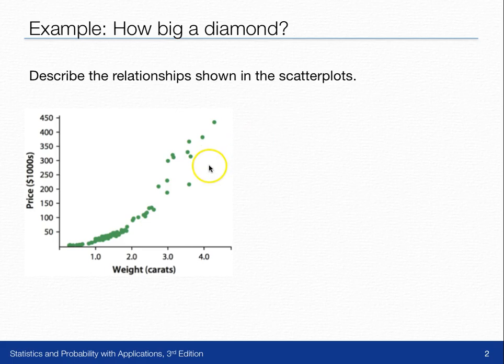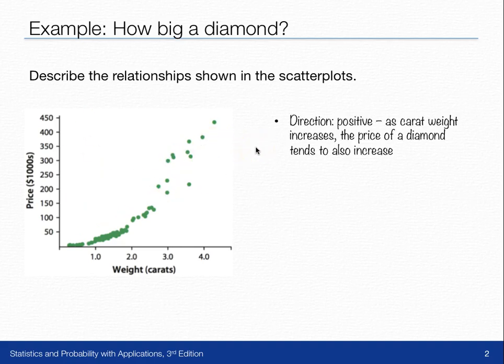This one's the first one, and it relates the price in thousands of a diamond to the carat weight of that diamond. And so the first thing we need to determine is, do the points tend to follow an increasing pattern as you move to the right, or a decreasing pattern as you move to the right? In this case, the direction is positive. As carat weight increases, so too does the price of a diamond tend to increase.